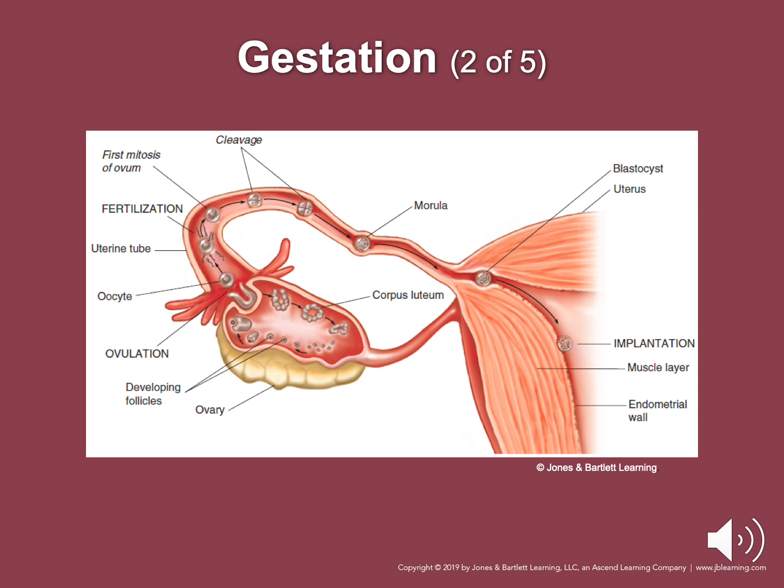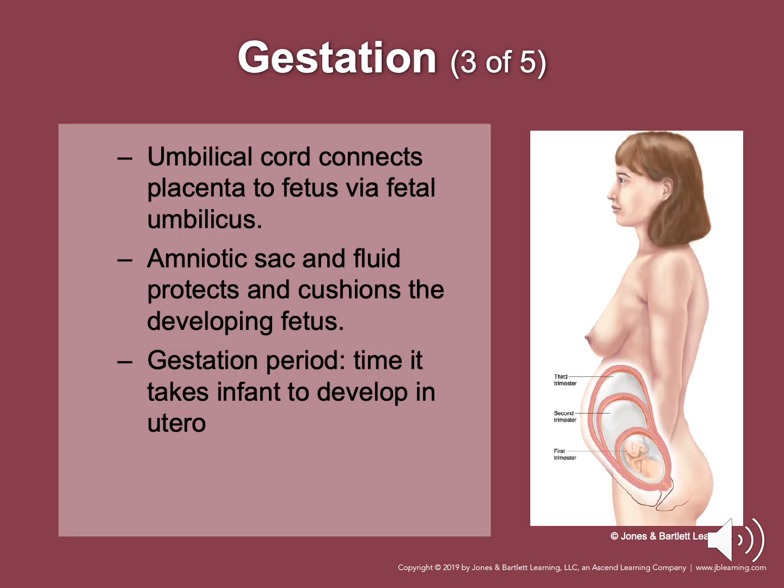So here is how fertilization is processed. So the umbilical cord connects the placenta to the fetus via the fetal umbilicus. The amniotic sac is the membranous bag that fills with amniotic fluid to protect and cushion the developing fetus. During labor, the pressure on the amniotic sac causes it to rupture, and the gestation period is the time it takes the infant to develop in the utero.